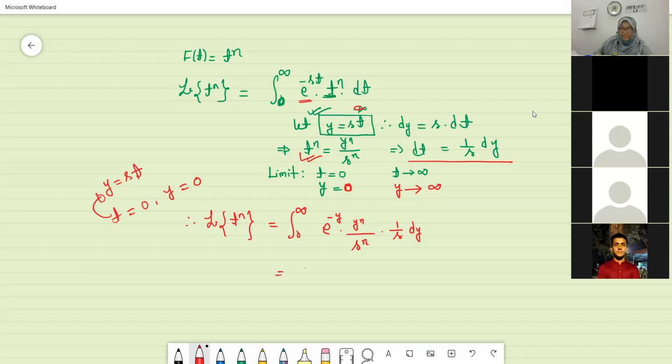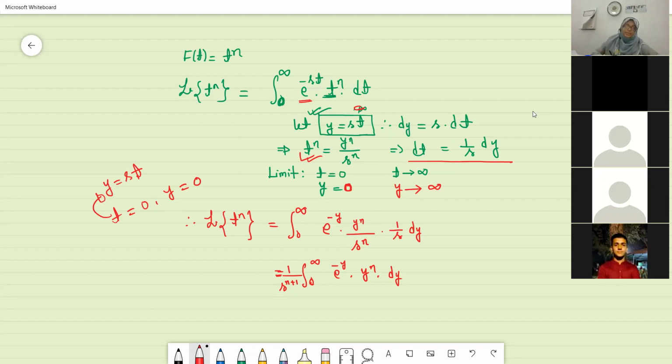So from here we have seen that it is the integral from 0 to infinity of e to the power minus y, y to the power n dy. And here I can write down s to the power n plus 1, right? And what is the variable here, s or y? It's y. Here s is constant, y is variable, and there is a formula of the gamma function.